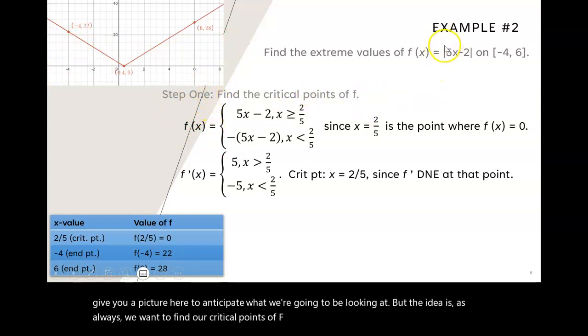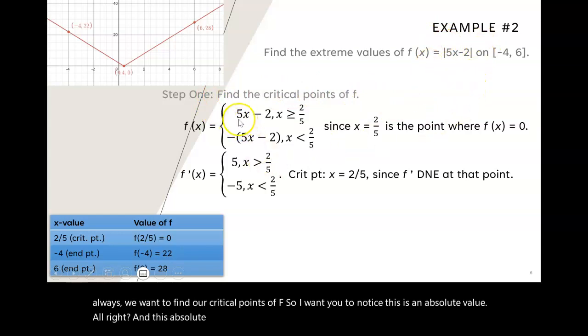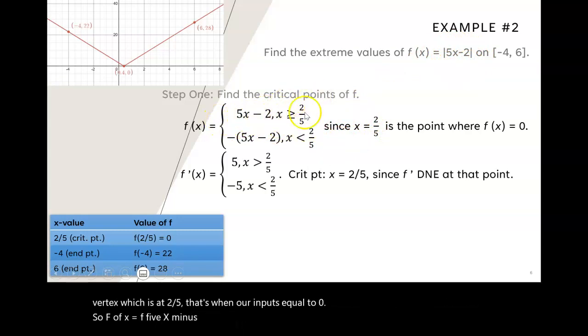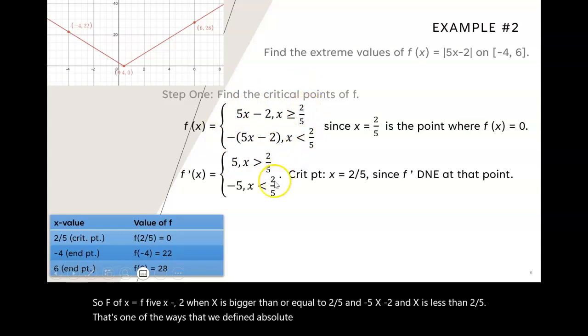So I want you to notice this is an absolute value. And this absolute value is equal to the input when x is bigger than or equal to the vertex, which is at 2/5. That's when our input's equal to 0. So f of x equals 5x minus 2 when x is bigger than or equal to 2/5, and -5x plus 2 when x is less than 2/5. So that's one of the ways that we defined absolute values way back when.